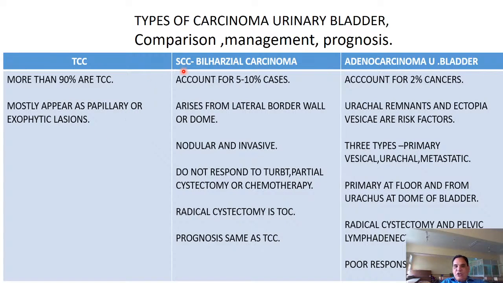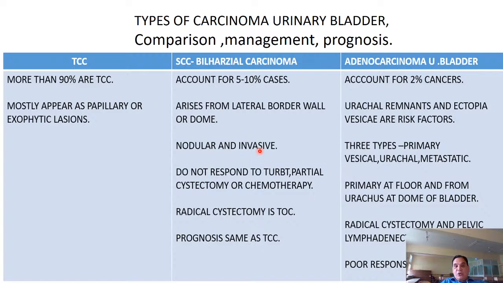SCC, squamous cell carcinoma, is also called a bilharzial carcinoma because the cause is an organism. It is rare, maybe 5%, 10%, and here it arises from the lateral border or dome. TCC is usually at the apex, SCC at the lateral border.